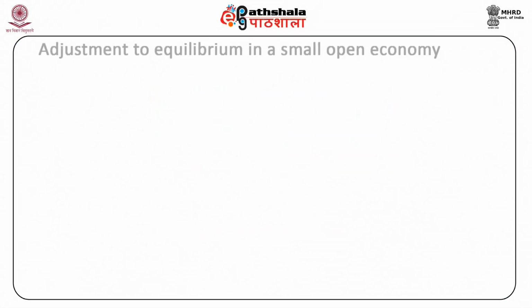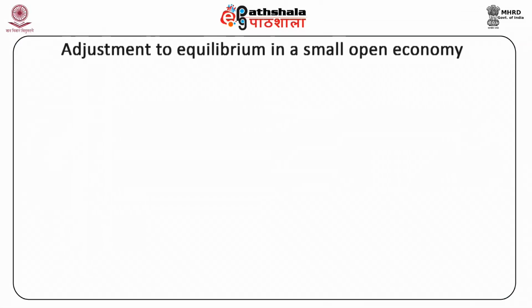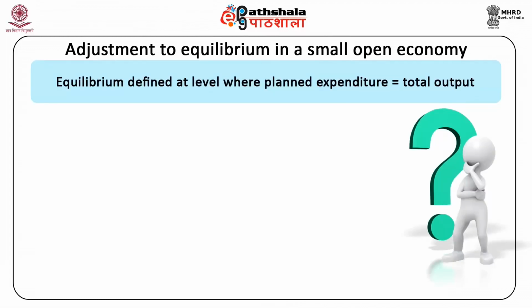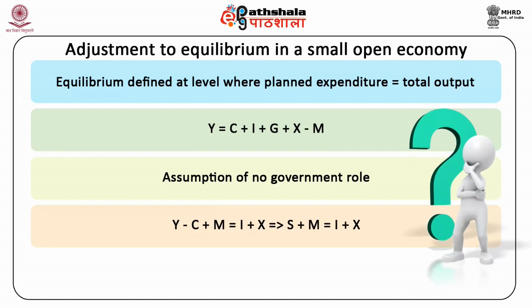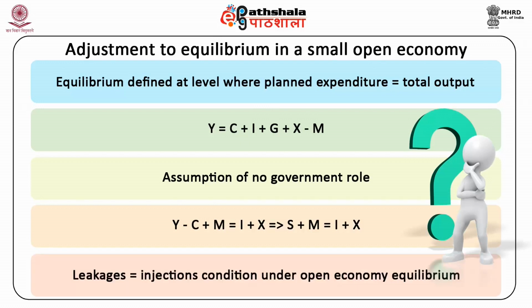Now we are going to discuss equilibrium output in an open economy. Equilibrium is defined at the level where planned expenditure is equal to the total output, where Y is equal to C plus I plus G plus X minus M. Retaining the assumption of no government role, the above equation can be restated as Y minus C plus M is equal to I plus X. S plus M is equal to I plus X. This is the leakages equal to injections condition under open economy equilibrium.